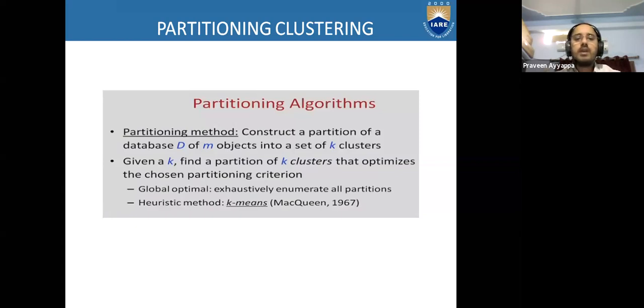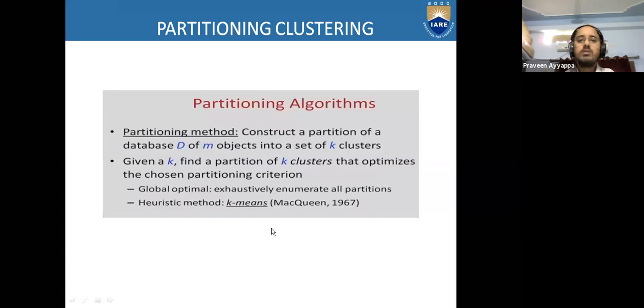So given a K, find a partition of K clusters that optimizes the chosen partitioning criterion. For global optimum, exhaustively enumerate all partitions, and there is a heuristic method called K-means, developed by the scientist McQueen in the year 1967. So the K-means algorithm was discovered in the year 1967 by McQueen.